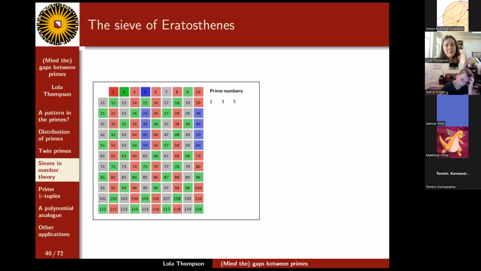And then we circle 5 and cross out bigger multiples of 5. And then we circle 7 and we cross out bigger multiples of 7. And then everything remaining on our list has to be prime.